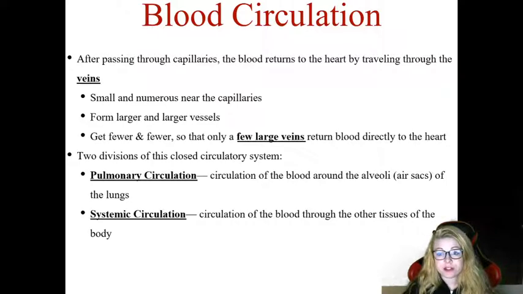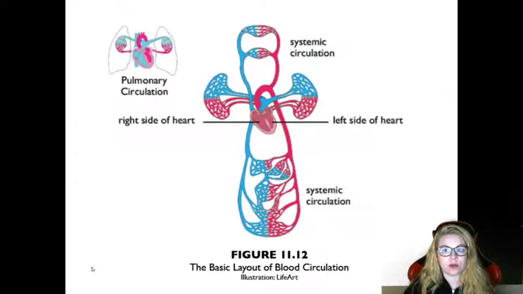So the pulmonary circulation is going to be all the circulation of the blood around the alveoli or the air sacs of your lungs. So pulmonary, you guys know that the root word pulm has to do with lungs, so that's how I always remember it, but this is going to be the blood circulation between the heart and the lungs. And then systemic circulation is going to be the circulation of the blood to the other tissues of the body. So pulmonary has to do with the lungs, systemic has to do with the rest of your system or your body.